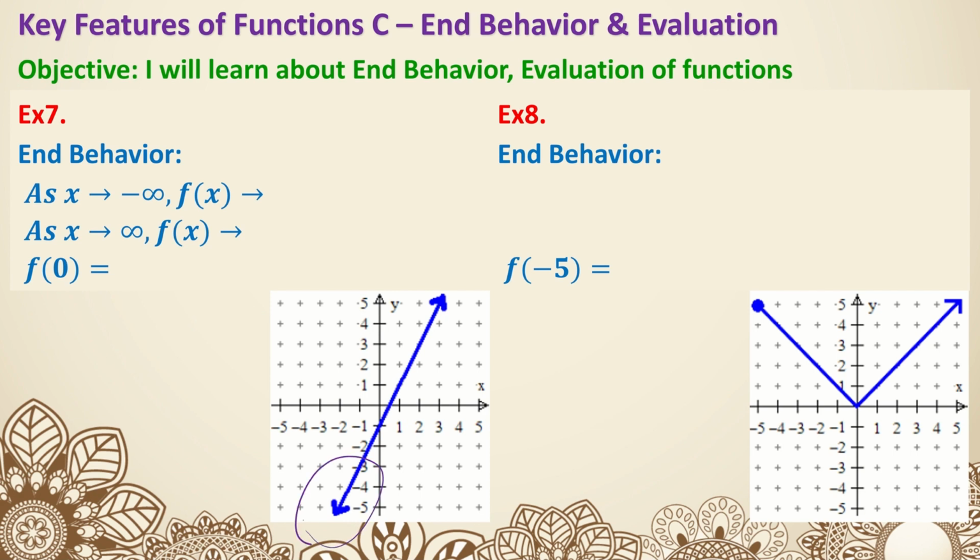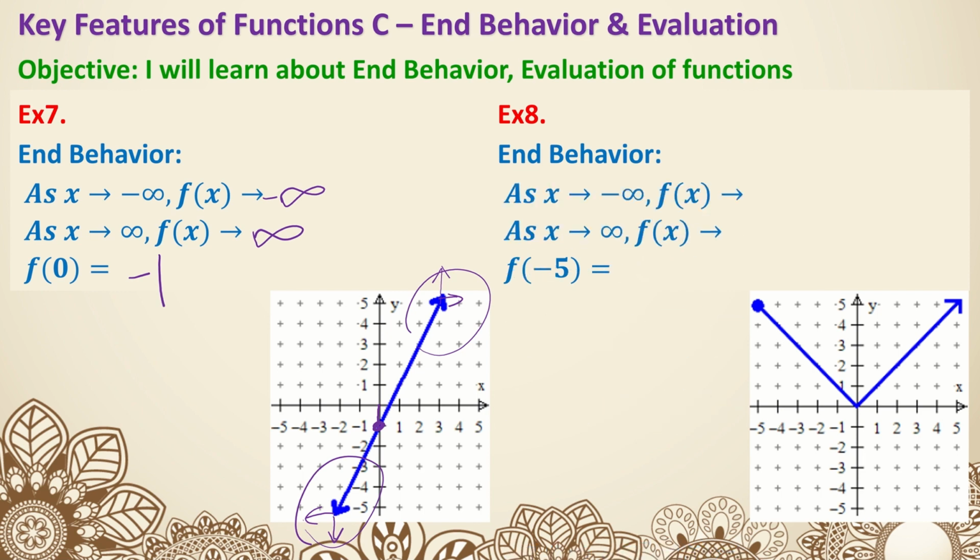The left end right here is going left and down, so it's going to negative infinity on the left end. The other side is going up, right, so when it's going to the right, it's also going up to infinity. As for f of 0, the value is exactly at -1, so f of 0 is -1.